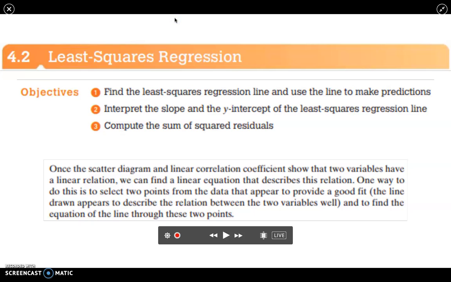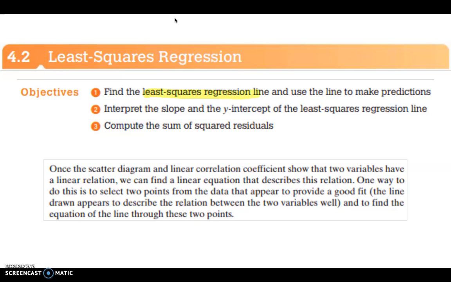All right, in this video we're looking at section 4.2, least squares regression. Our objectives for this are we are going to find the least square regression line and then use that line to make predictions. Then we're going to interpret the slope and the y-intercept of the least square regression line. And then we're going to look at this idea of residuals.